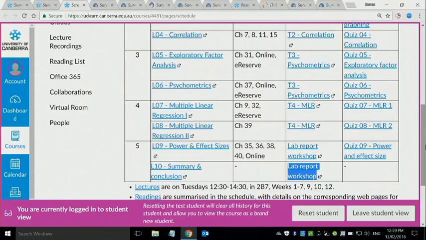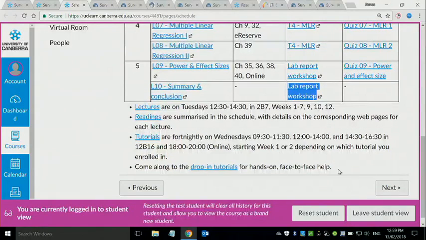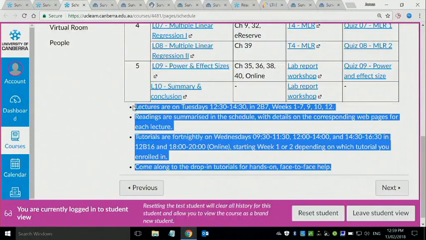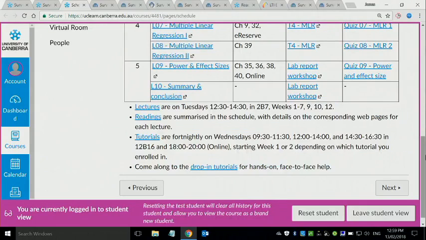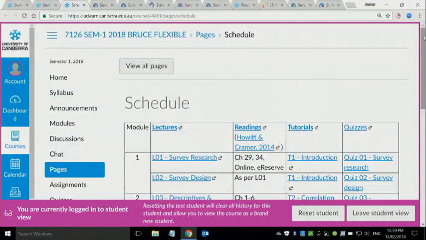Okay, everything I just said there about times and rooms and stuff, that's all on the bottom of this schedule. Okay, drop-in tutorials, etc. And I'll probably send an announcement that says all of that as well.